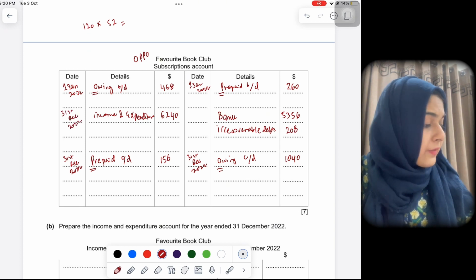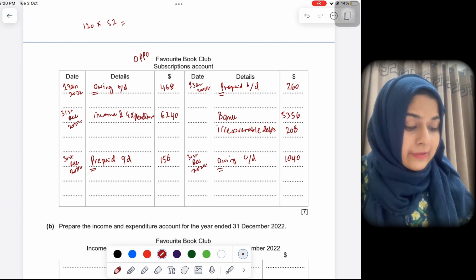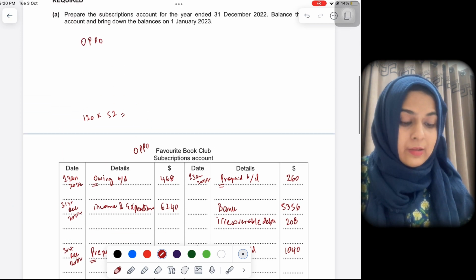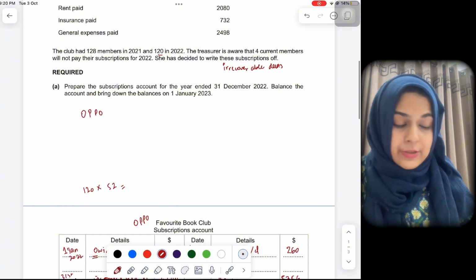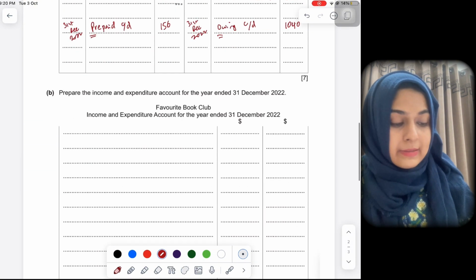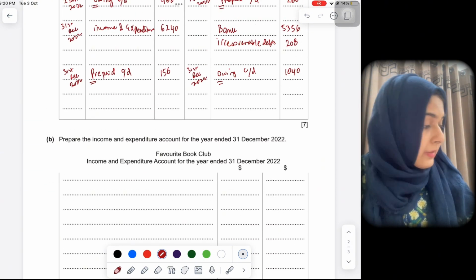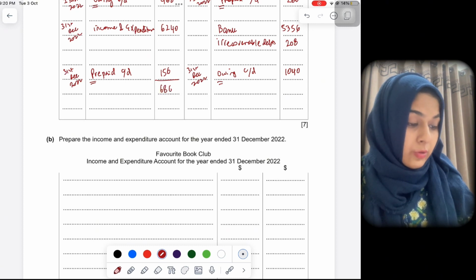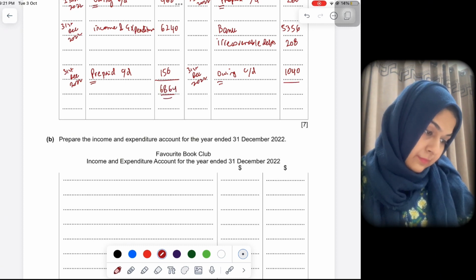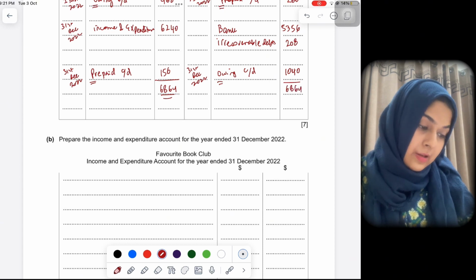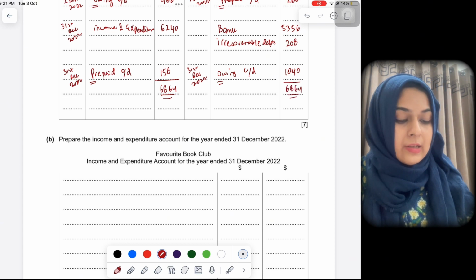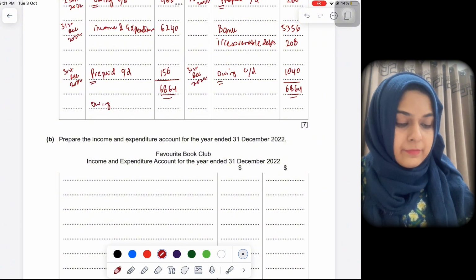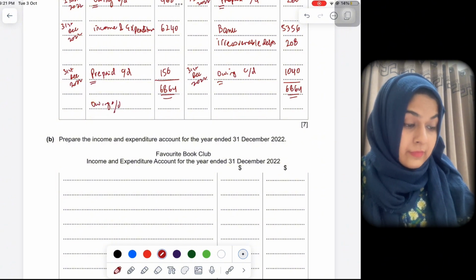And then you balance off this account and bring down the balance. That is very important, because they say in the question, bring down the balance. So balance the T account and bring down the balance. So what I'll do here is I'll total this account 6864 on both sides. And then obviously last year's owing carried down becomes owing brought down for this year. And this will be 1040.